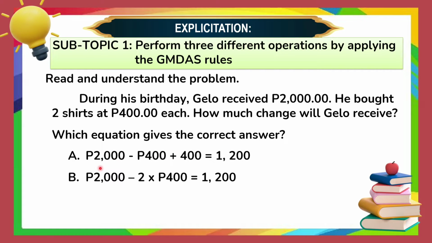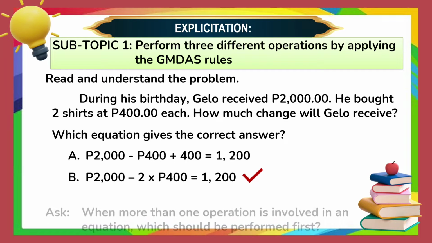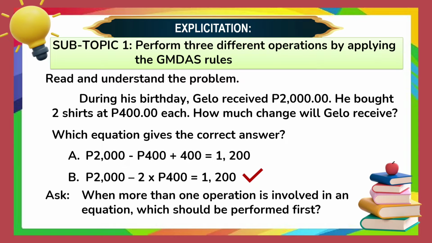A. 2,000 pesos minus 400 pesos plus 400 pesos equals 1,200 pesos. B. 2,000 pesos minus 2 times 400 pesos equals 1,200 pesos. The answer is letter B. So when more than one operation is involved in an equation, which should be performed first? And that will be our lesson for today.